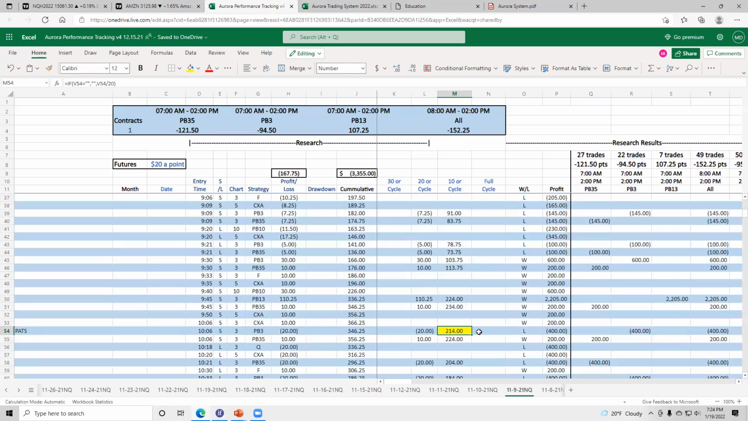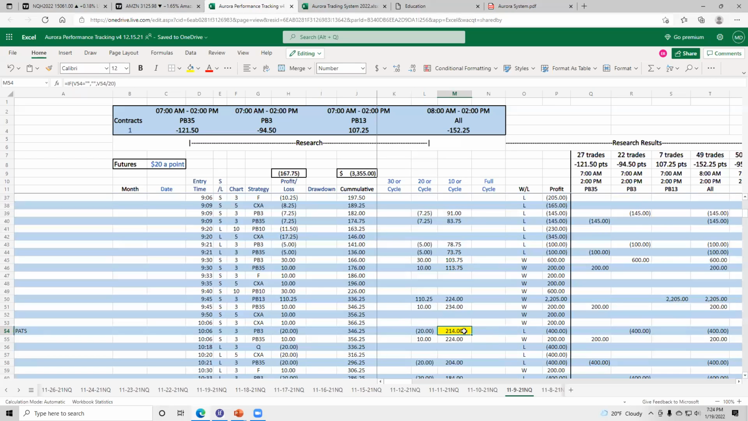Now, what's my worst case? I ended up leaving 20 points on the table, but if I had stopped back here or here because I was close to my 120 points, I would have left another 100 points of profit on the table.